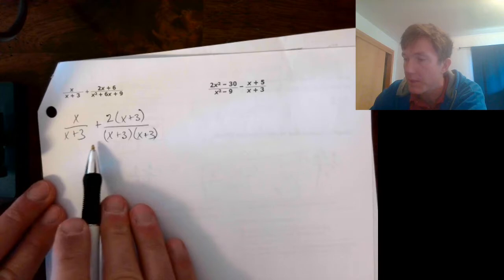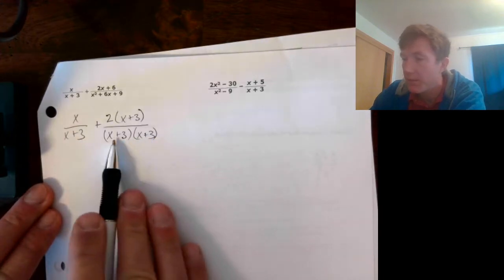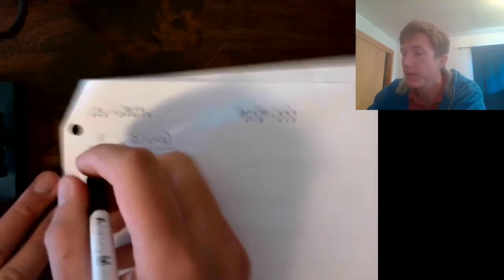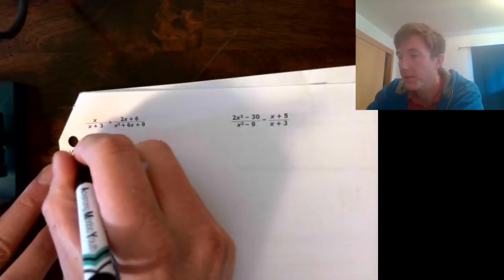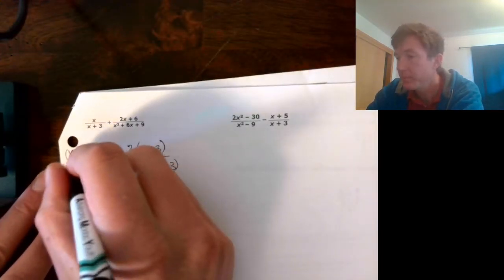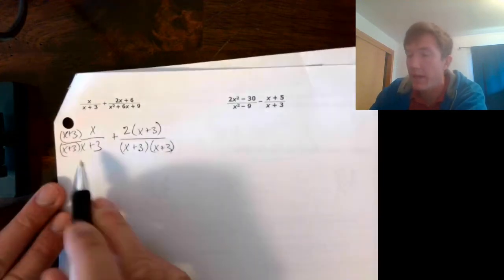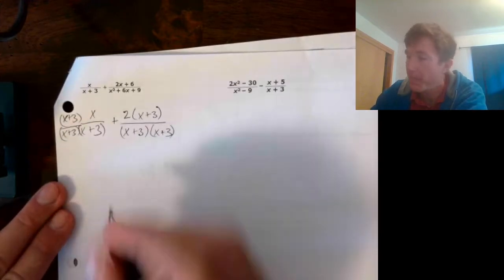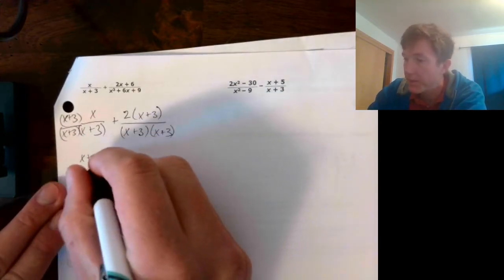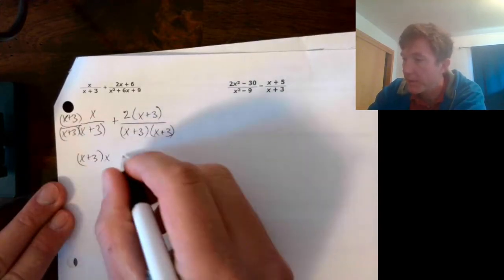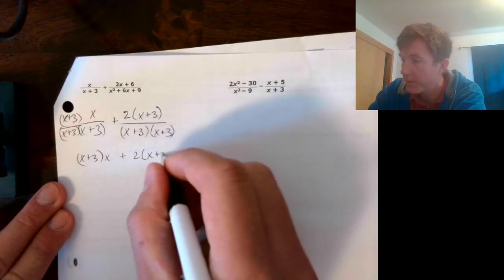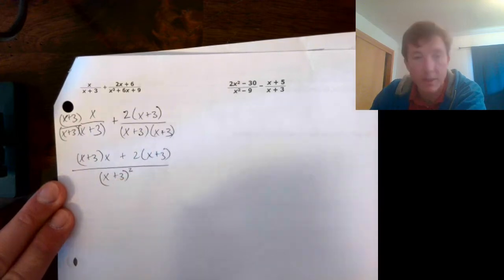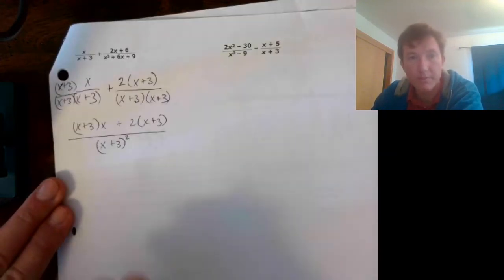So I want the same base. So I have x plus 3 twice here, so I need to multiply the left side. I'm going to multiply the left side by x plus 3. That will give me the same base. So I have x plus 3 squared on both sides. So let's write this out. X plus 3 times x plus 2 times x plus 3 all over x plus 3 squared. I'm not going to write it out twice.